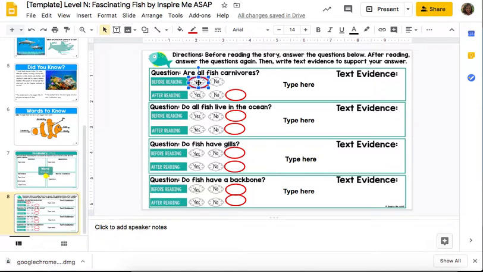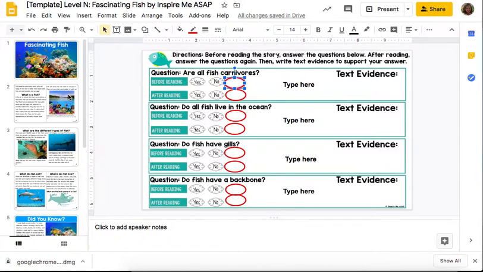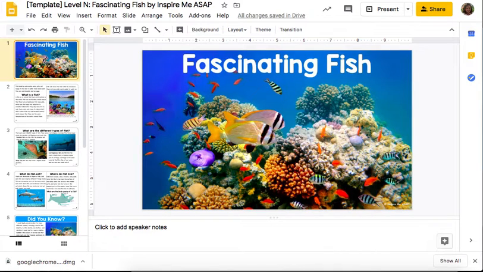Do all fish live in the ocean? And then slide your circle over yes or no. Do fish have gills? Yes or no. Do fish have a backbone? And then yes or no. After you finish that, go back up to the first slide.